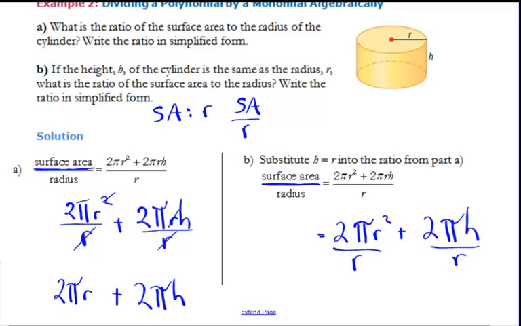Now it says that the height of the cylinder is the same as the radius. So here I'm going to just erase the h, and I can write in there r, because it says in the question that the height is the same as the radius. Now we can simplify. Well, the first side here, r squared divided by r is r. Remember, that's r to the power of 2 minus 1, which leaves me with r. Okay, plus 2 pi r divided by r. Well, I can cancel out my r's.